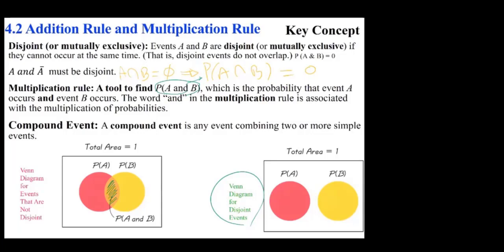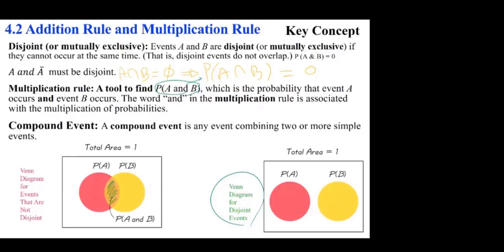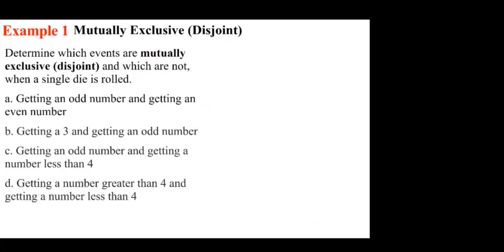Compound event is any event combining 2 or more simple events. We have some definitions to work with. Let's look at an example. We want to determine which events are mutually exclusive and which are not when a single die is rolled. Let's start with part A. Part A, getting an odd number and getting an even number.